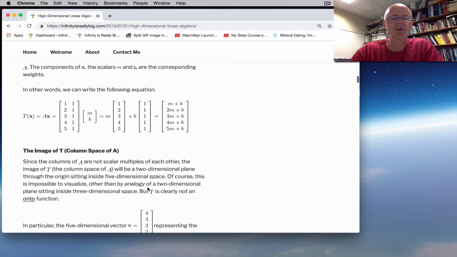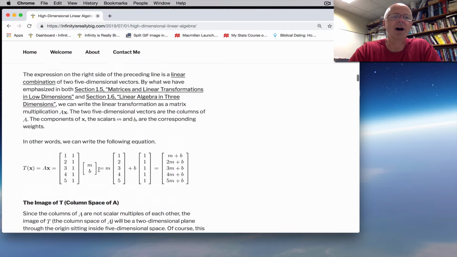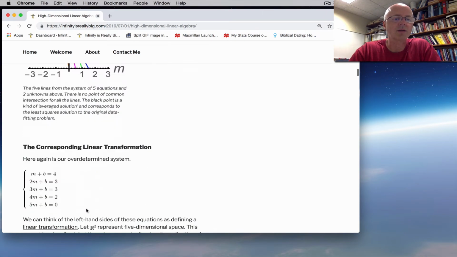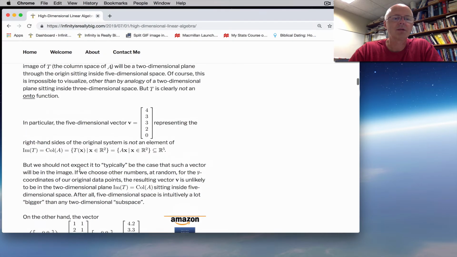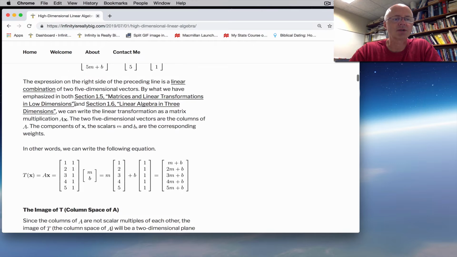That's a 5-dimensional vector, and it turns out to not be an element of the image of the linear transformation. And you shouldn't expect it to. It would be unlikely to be in that image, just like it's unlikely for those 5 randomly chosen lines to intersect at all at one point, have a common point of intersection. You know, the domain of T is 2 dimensions.